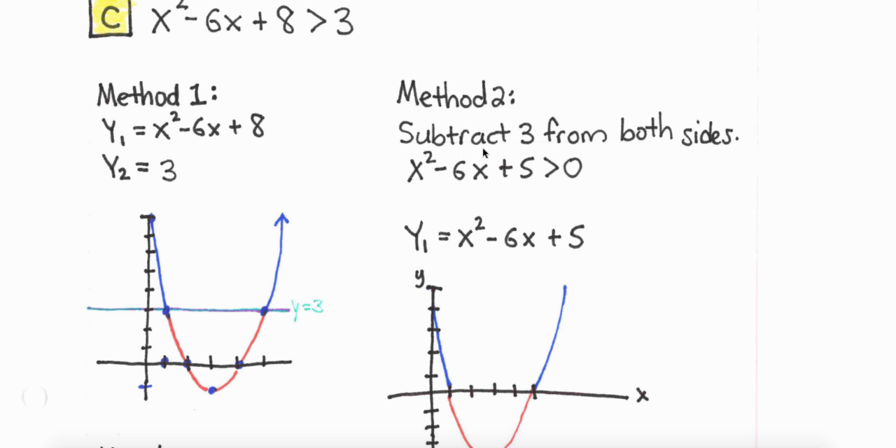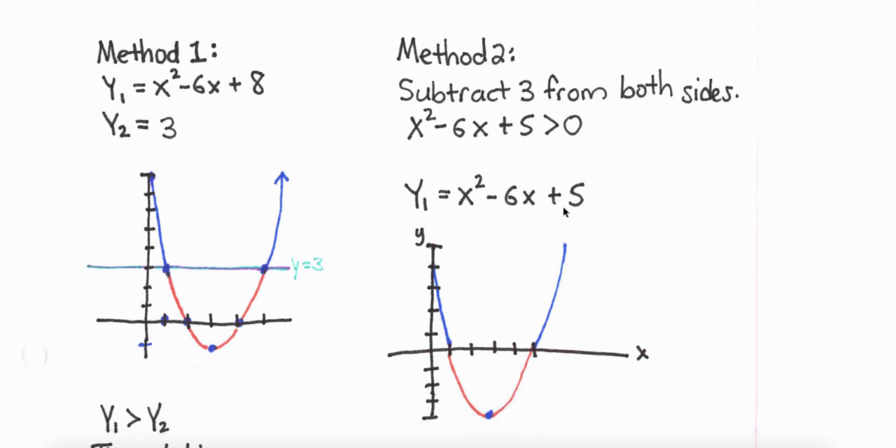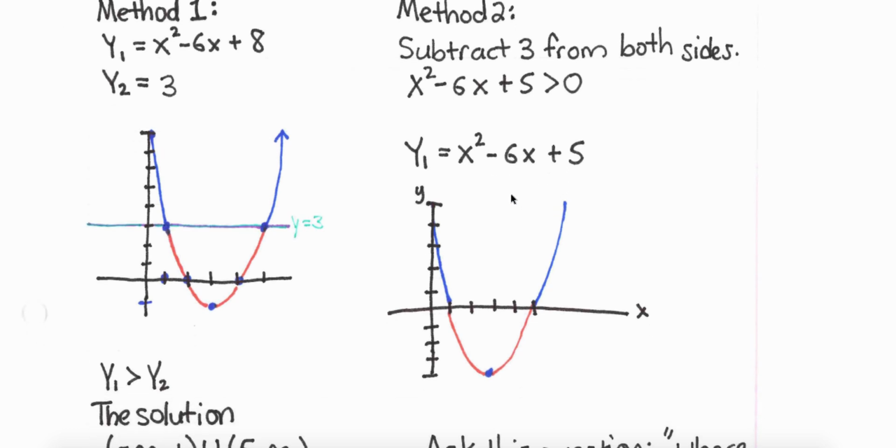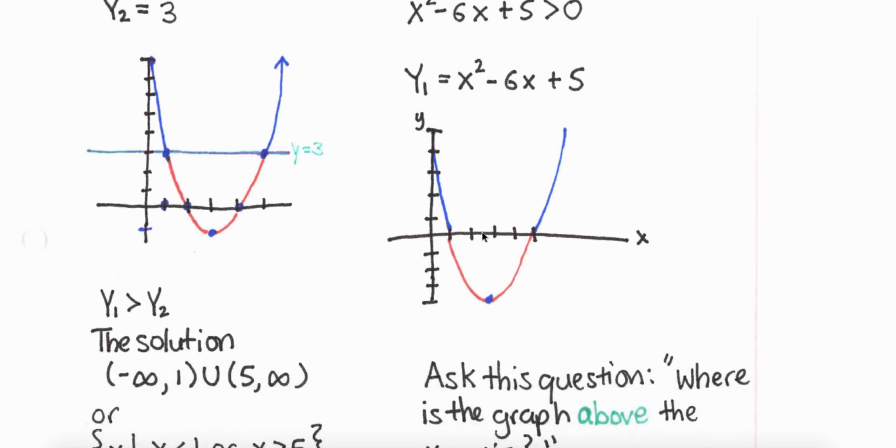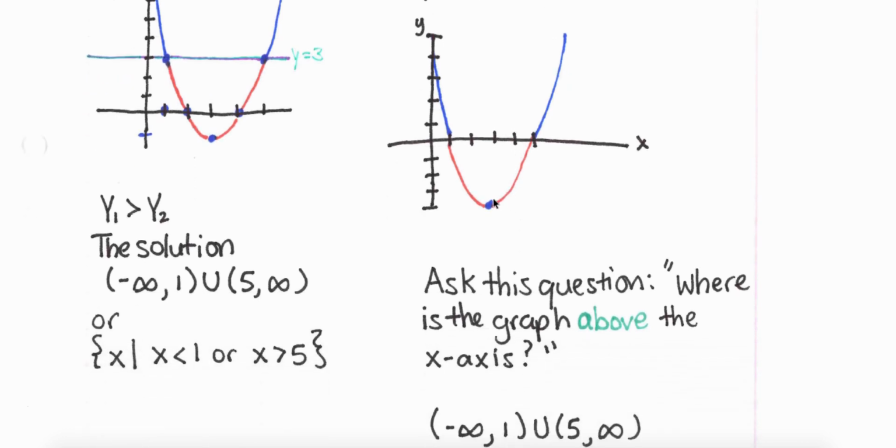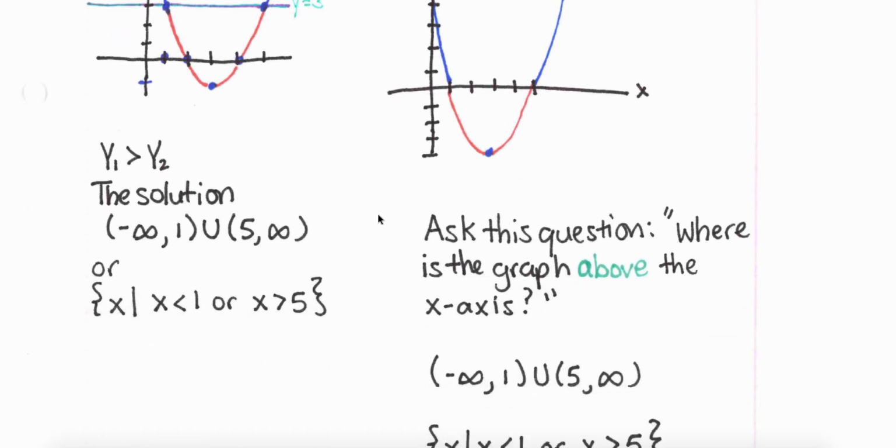Method 2, subtract 3 from both sides, and we get x squared minus 6x plus 5 greater than 0. Now we simply let y1 equal x squared minus 6x plus 5. And we want to figure out where it's above the x-axis. Graph the parabola, and we see that it's above the x-axis here and here. That gives us the exact same solution interval that we had before.